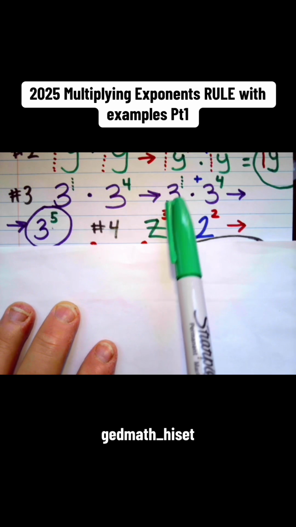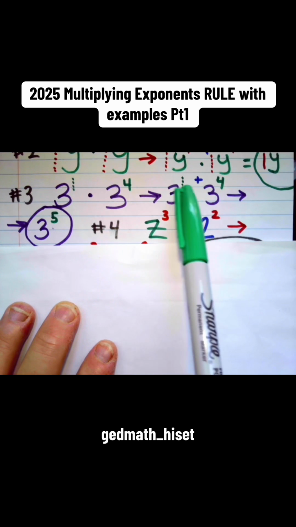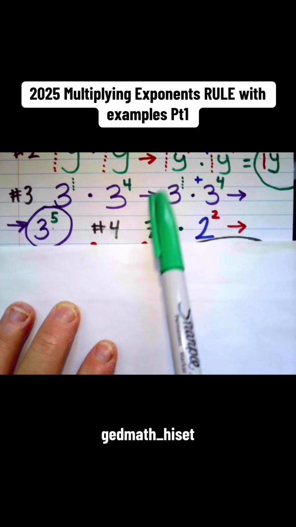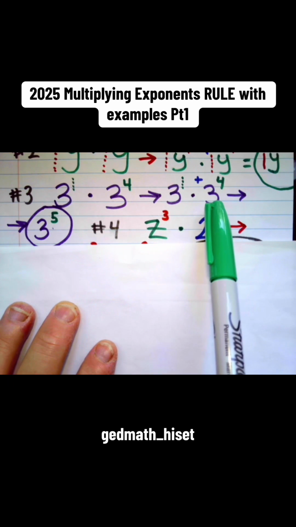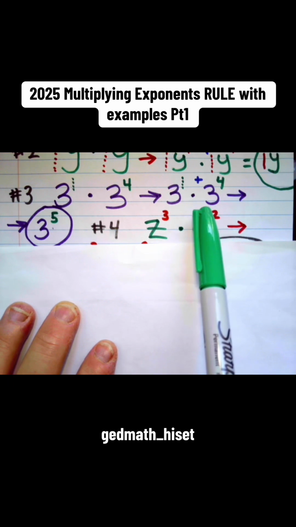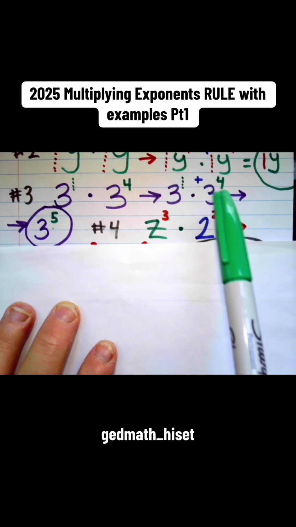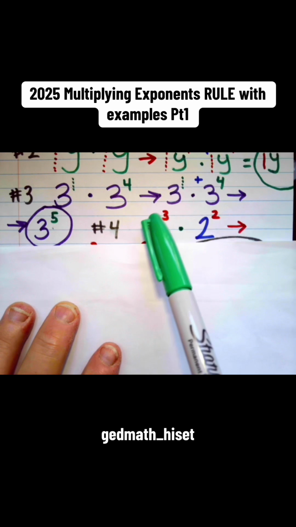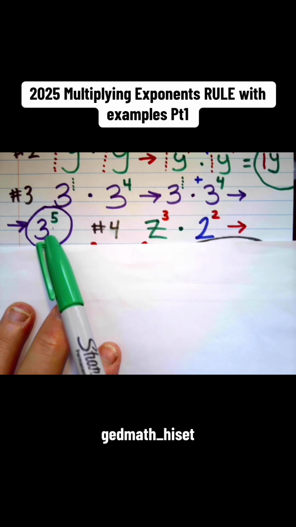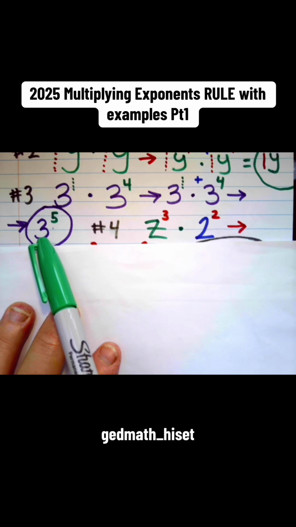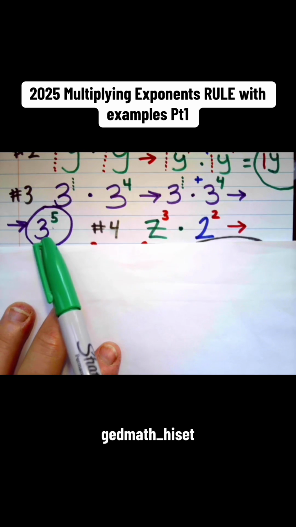So moving it forward, showing that invisible 1, we have 3 to the 1st power times 3 to the 4th power. The rule is you add the exponents. And when the base is the same, like here, you keep the base the same. We can simplify that further later on, but really we're just focused on the rules for multiplying with exponents. The base is a 3, so keep 3 the same in your answer.